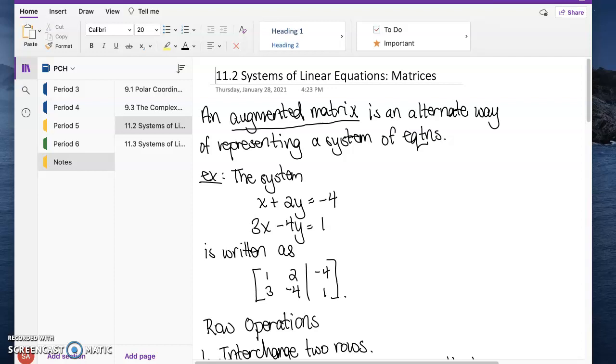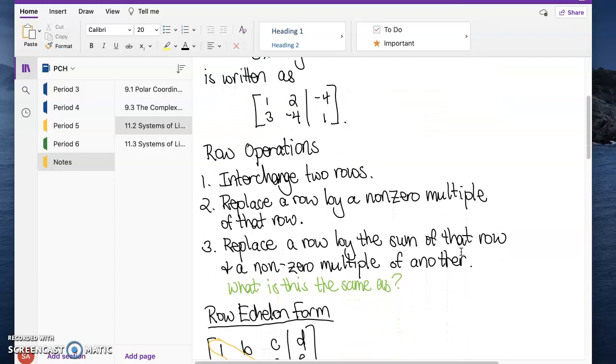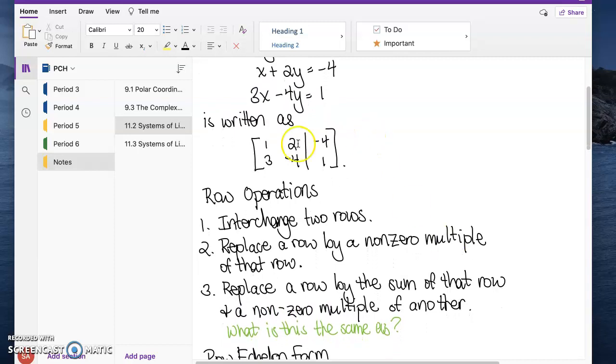All right, so an augmented matrix is an alternate way of representing a system of equations. So we're used to seeing x plus 2y equals -4 and 3x minus 4y equals 1. And in an augmented matrix, it's written in this form. So we take the coefficient of x, which is 1, and the coefficient of y, which is 2. The bar represents the equal sign, and then we've got the -4. Next row, we take the coefficient of x, which is 3, and then the coefficient of y, which is -4, the bar, and then the 1.